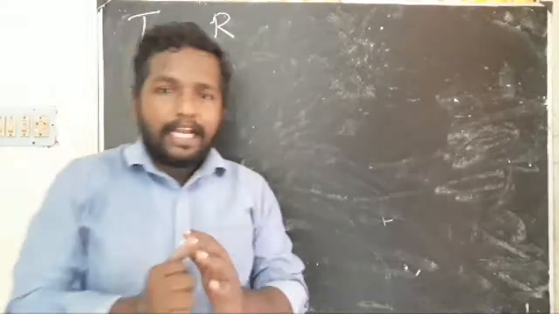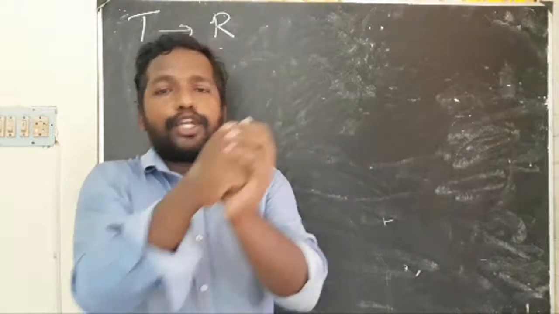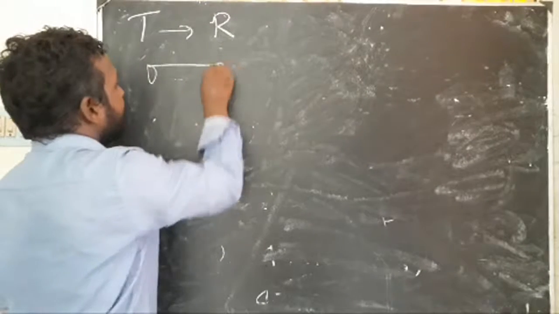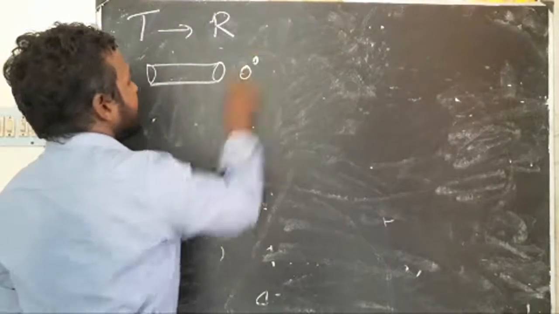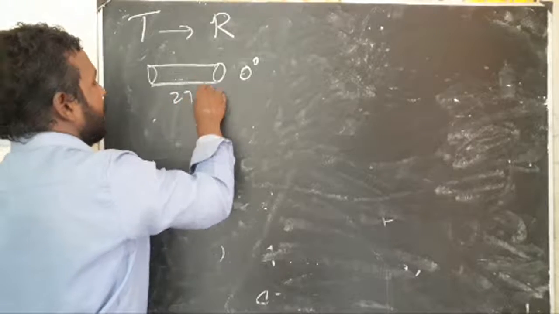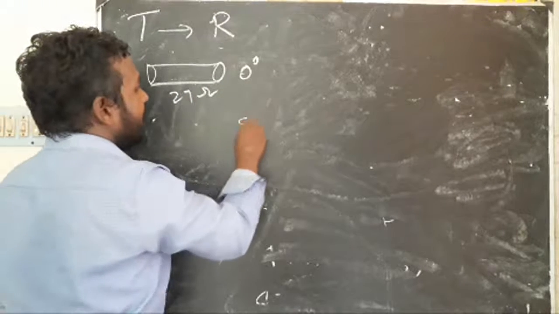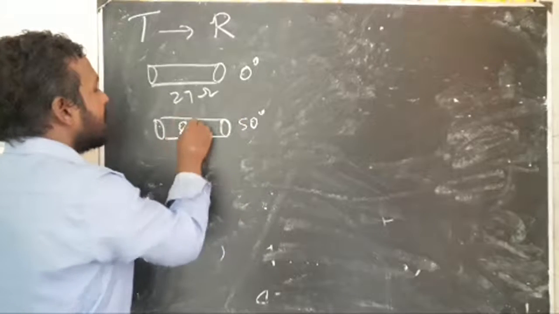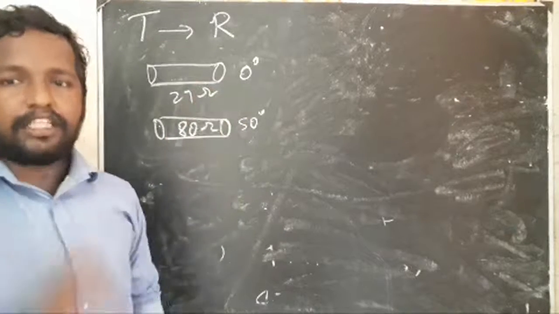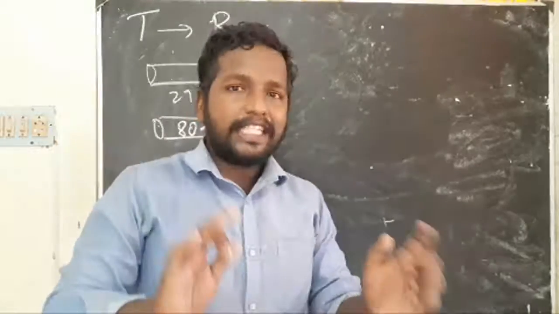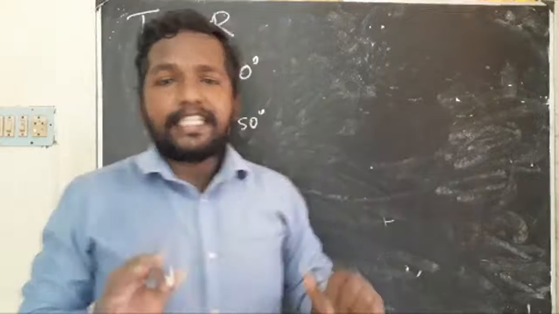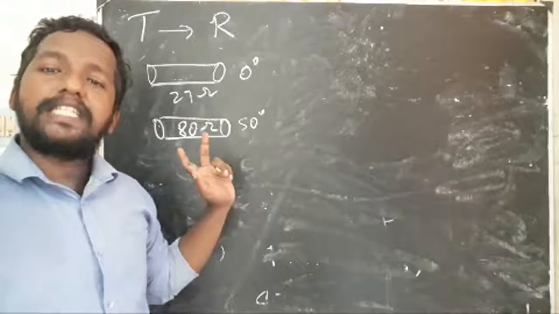Now we are going to learn how temperature affects the resistance. I have a wire. At 0 degrees Celsius it is 27 ohms. At 50 degrees Celsius it is 80 ohms. When the temperature is increased, the resistance increases. That's the concept we need to know. Temperature directly affects the resistance: when temperature increases, resistance also increases.